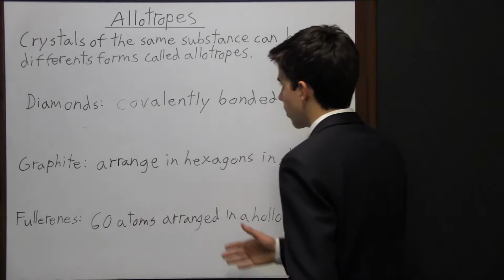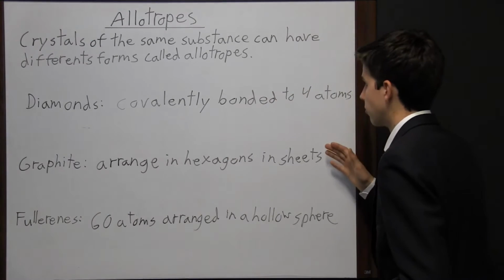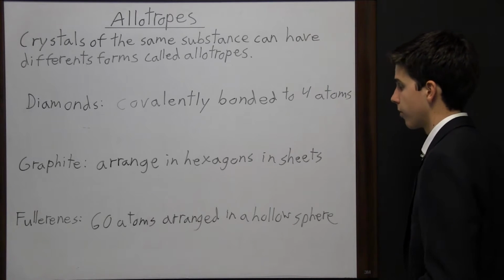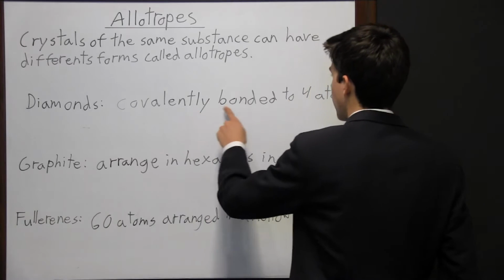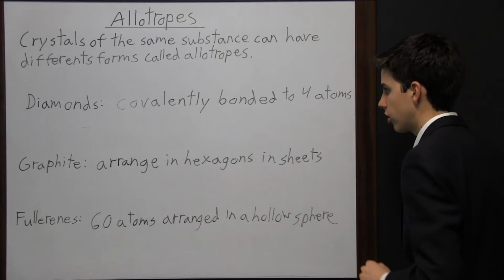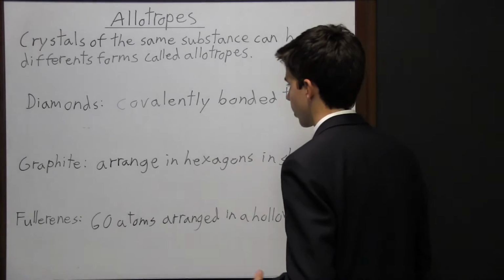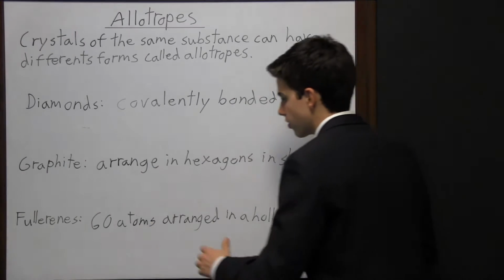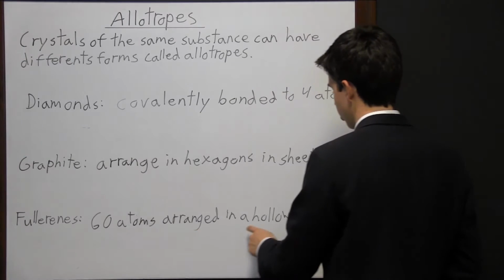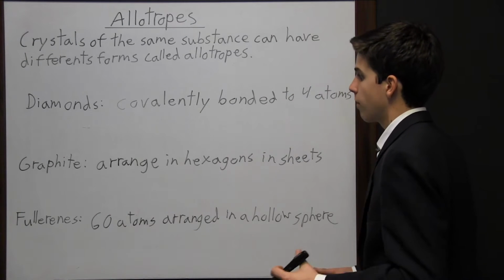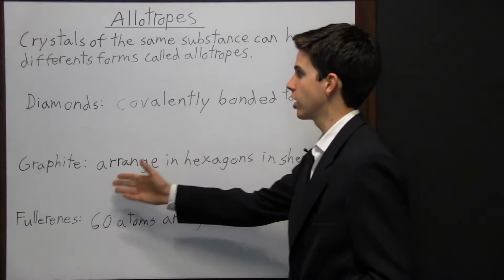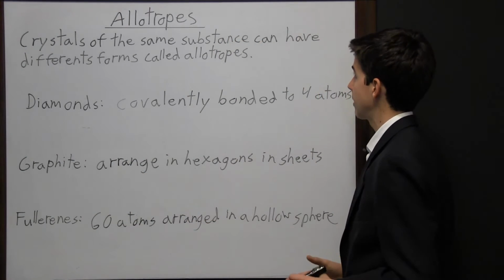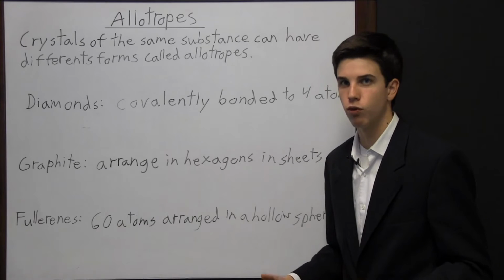So these are all made up of carbon atoms. I didn't write it in all the descriptions here, but that's the atoms we're dealing with here. Diamond is carbon atoms that are covalently bonded to 4 neighboring carbon atoms. Graphite is when carbon atoms are arranged in hexagons that are arranged in sheets, and this new substance is 60 carbon atoms arranged in a hollow sphere. So this is all made up of carbon, but we have 3 different substances. And that's because of allotropes, and that's when crystals of the same substance can have different forms.